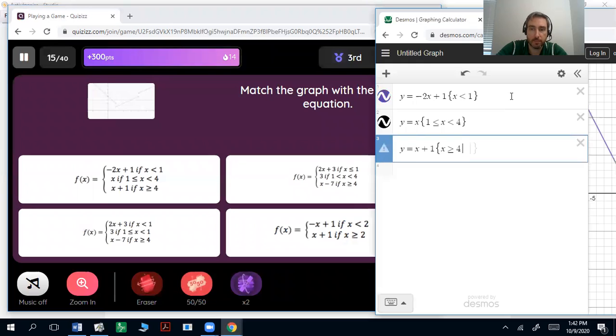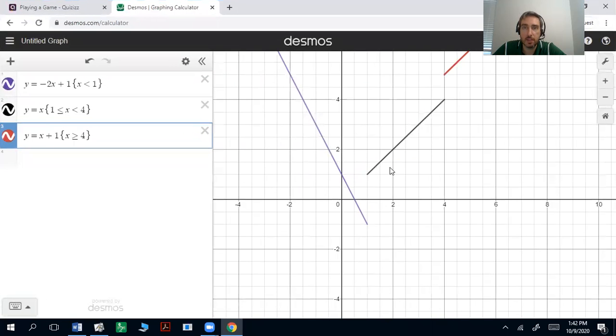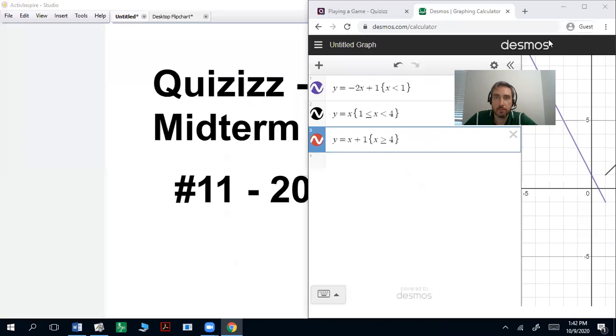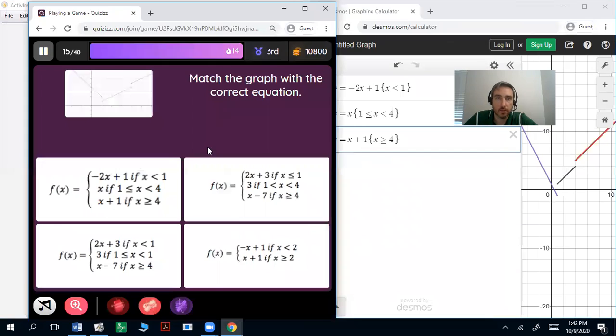When you do that, take a look at that graph, we can verify that that is pretty much the same thing. So, should be that one.